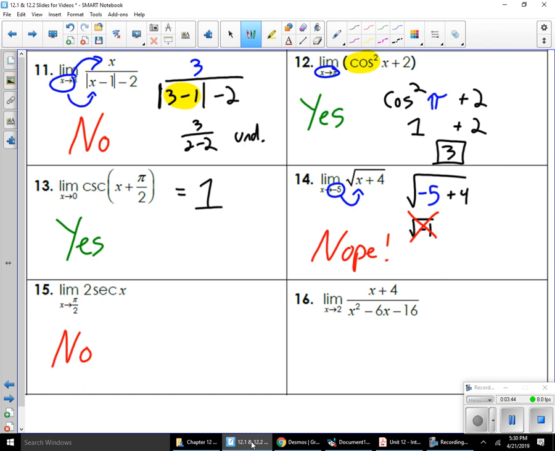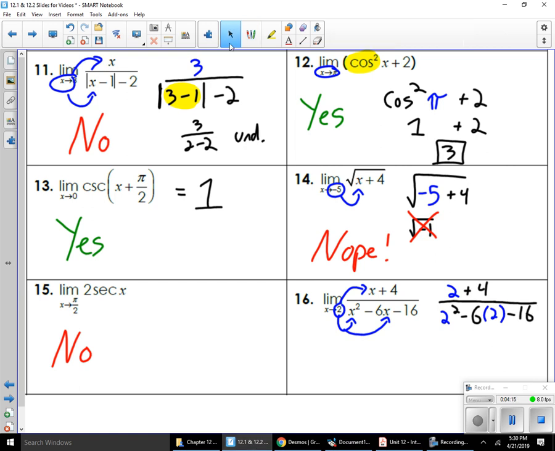Jumping over to 16. This is one that I would probably use a calculator for personally, but that's no fun. Let's do it by hand. Got to get paid somehow. So in the numerator, we have a 2 plus 4. In the denominator, we have a 2 squared minus 6 times 2, and then minus 16.